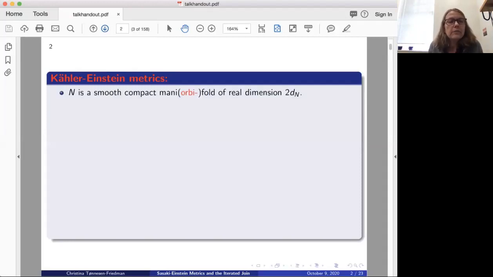Here we're going to let M_n be a smooth, compact manifold, but we'll allow it to be an orbifold of real dimension 2n. By Kähler structure, we mean an integrable almost complex tensor J, a Riemannian metric g that's Hermitian with respect to J, and the corresponding 2-form omega that's closed, that's the Kähler form.